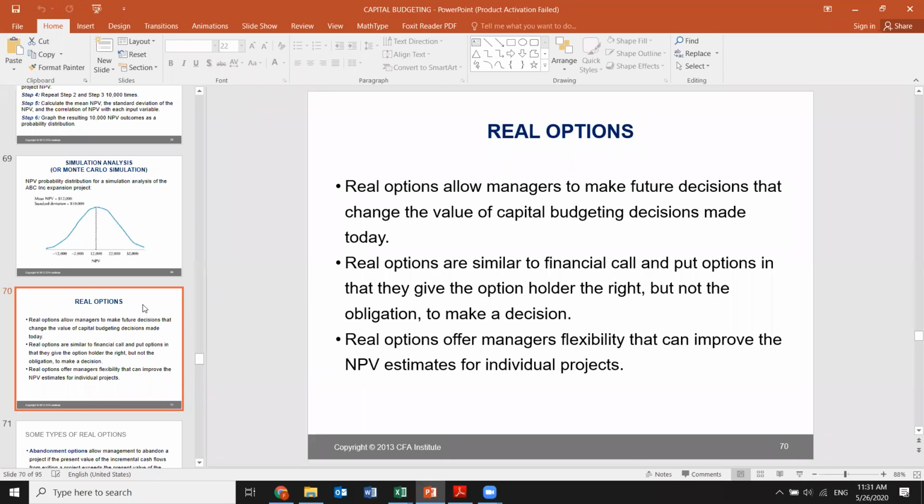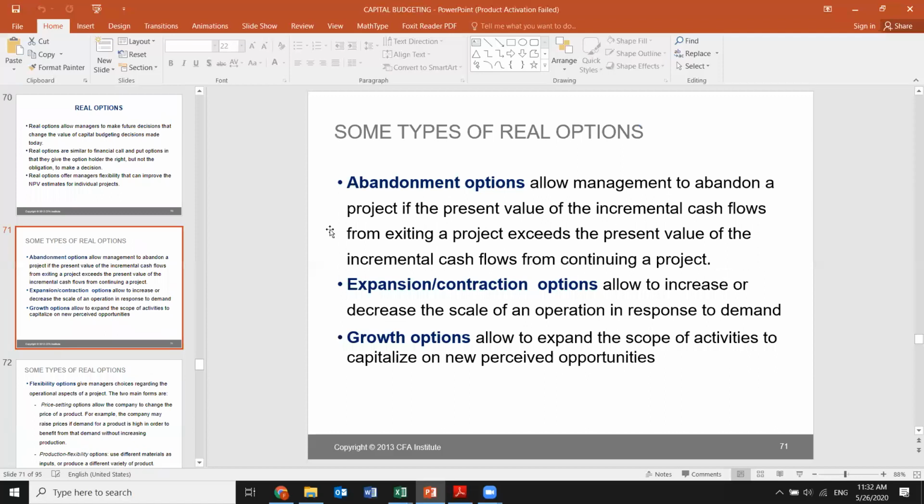So real options let managers make future decisions that will change the value of the capital budgeting decision that is made today. Real options offer the managers flexibility. Actually, in the end, it will improve the NPV estimates for individual projects. There are actually many real options, but there are some that we're gonna consider.